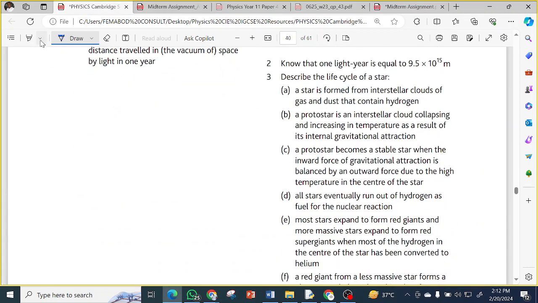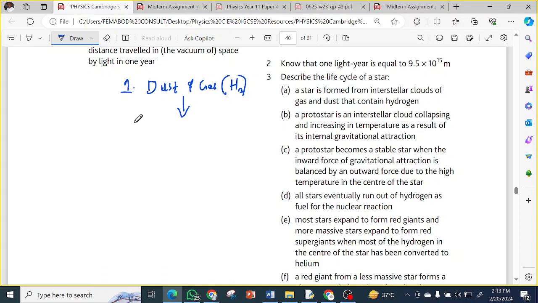So the first and foremost, maybe I can just give us a summary. We can put down the summary. A star is formed from clouds of dust and gas. So this is one: dust and gas, specifically hydrogen gas. Then from dust and gas, the interstellar cloud collapses and increases in temperature as a result of its internal gravitational attraction. So, collapse of the cloud of dust and particles.